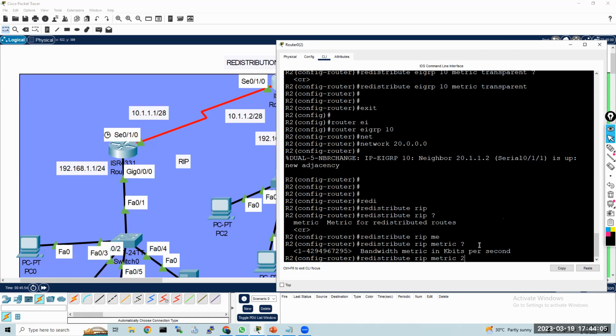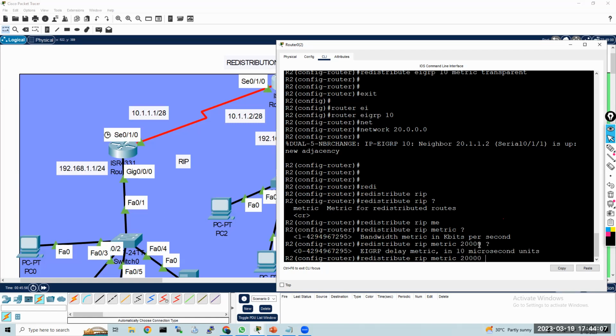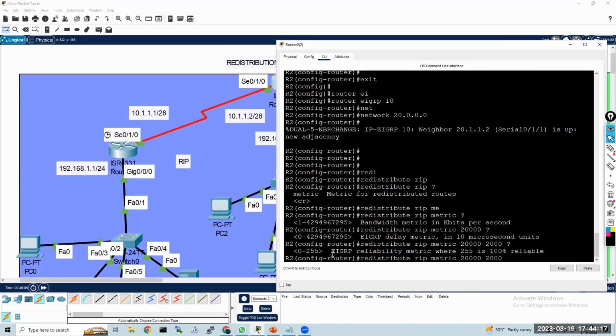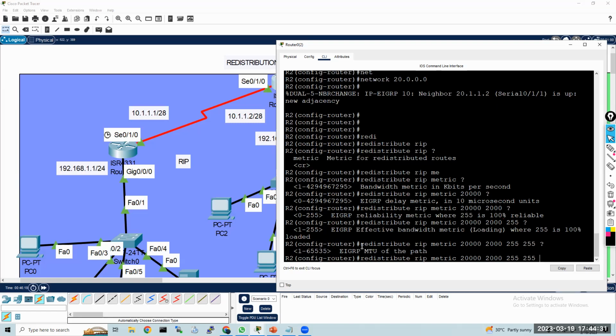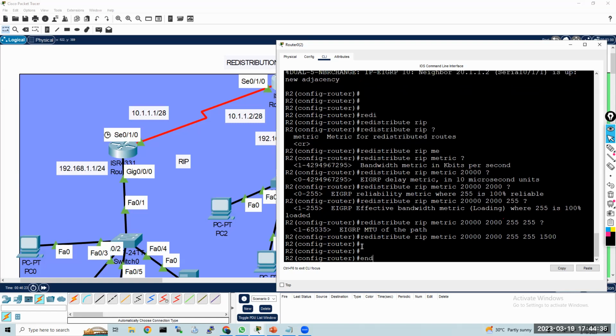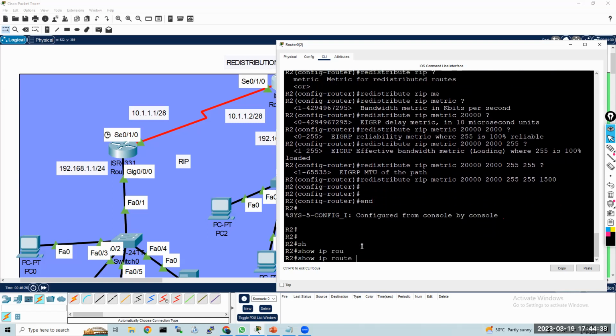Okay, so bandwidth I will give, for example, 20,000. EIGRP delay, I'll say for example 2,000. All K values we need to enter. Reliability, right? So reliability I'll give 255. I must have very good reliability. Load, okay, where 255 is 100%. This also I'll give 255. Okay, MTU, maximum transmission unit, I'll give 1500. That's it. Redistribution.